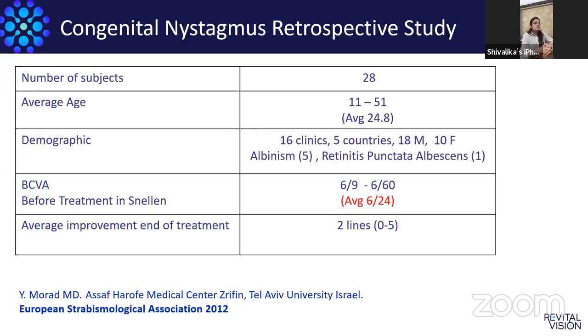Revital Vision offers a certain kind of treatment where your patients with congenital nystagmus can go beyond what they already have in their visual acuity, be able to independently perform their activities, and get better binocular vision. For example, there's a retrospective study in front of you where the average age of 28 subjects is about 24 years. You can see the visual acuity before treatment ranges from 6/9 to 6/60, and the average improvement at the end of the treatment is 2 lines.